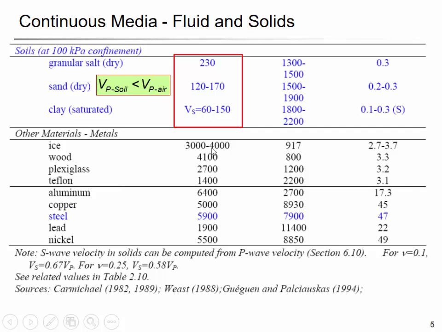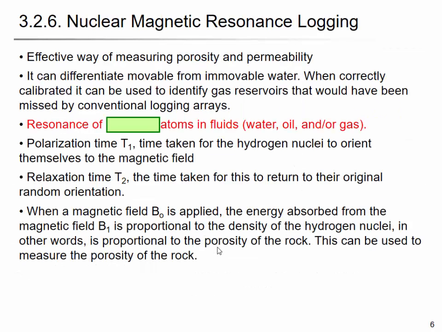Ice, 3000 meters per second. Aluminum, steel, and there are more. So, the sonic log or the acoustic log can tell you about the formation velocity. And the next one is the nuclear magnetic resonance imaging. So the NMR, we use it for medical purposes a lot these days, right? And it's the same concept. And it's an effective way of measuring velocity and permeability.